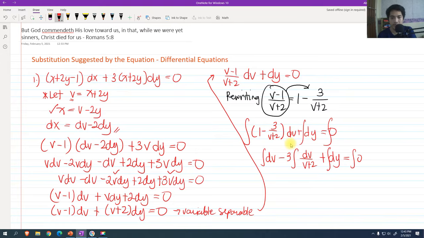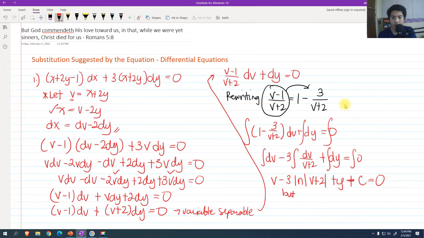Okay? So we know that this would be v minus 3. This would be ln. So this term would be ln, dv all over v plus 2. So that would be ln of the absolute value of v plus 2, plus y equals, or here we can actually write c, and then equals 0. It doesn't matter where you write the c, but I would write the c here, after the integral of y. So this is our answer.